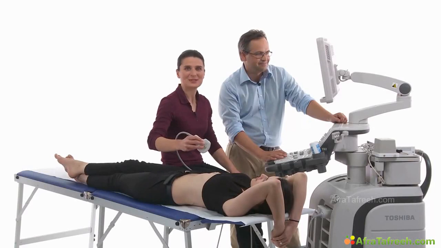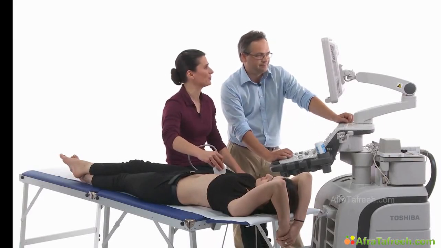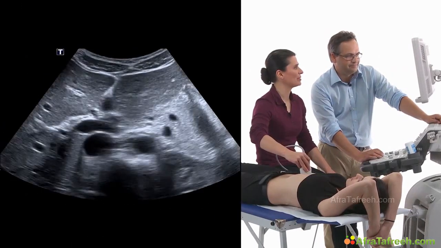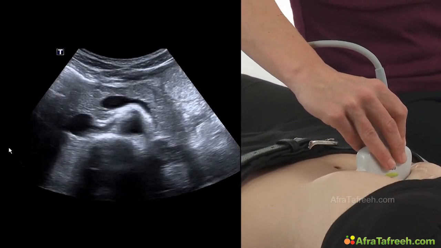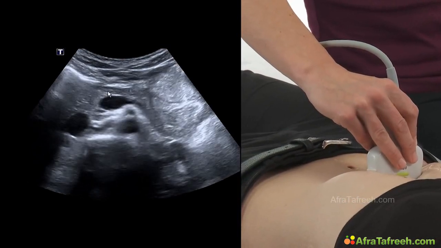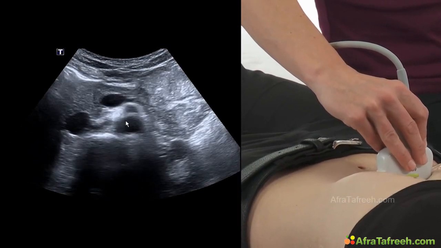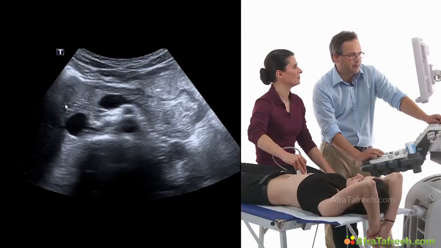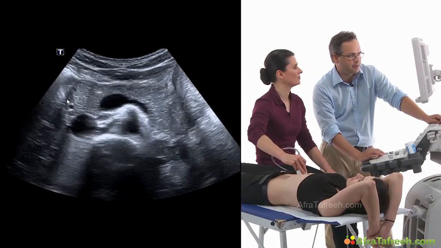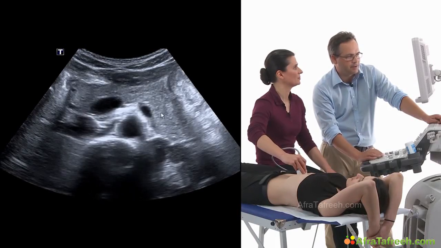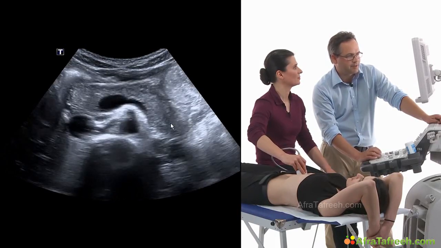I place my transducer in a transverse epigastric view. Move it slowly, caudally, and search for the splenic vein. Very lovely picture of the splenic vein, abdominal aorta, IVC, and over here, all of this tissue is pancreas, from head, body, to the tail of the pancreas.